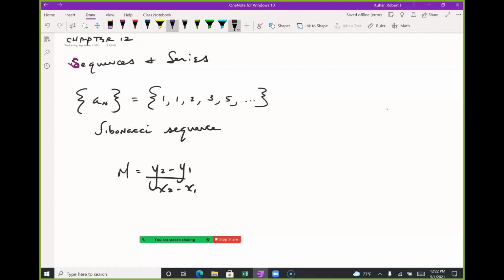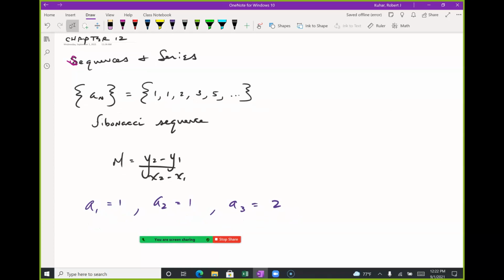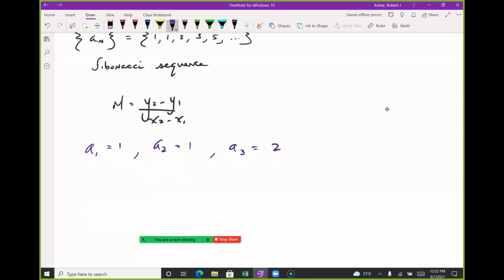So if I see this, they might ask me, what's the first term? So the first term is 1. What's the second term? a sub 2. So that subscript is just saying what term number am I at? a sub 2 is 1. What's a sub 3? 2. This one is very hard to write as an nth term, but in this case we can write it recursively. Recursively meaning it will refer to the previous terms. So a sub n minus 1 plus a sub n minus 2.